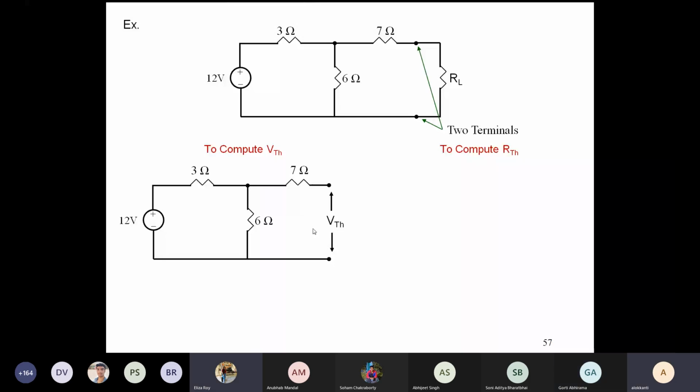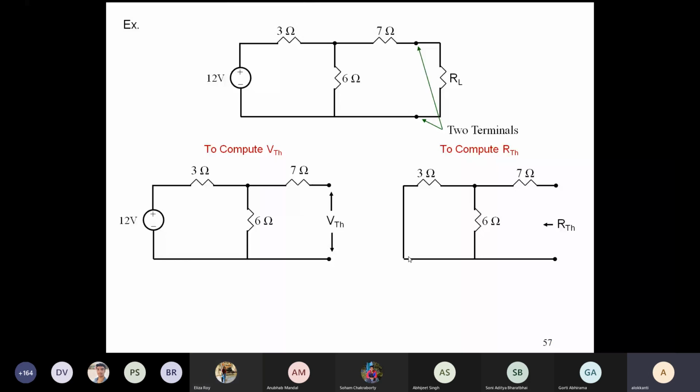So similarly, the other aspect of Thevenin theorem is to compute RTH. To compute RTH, this is the circuit. That means across these two terminals, what is the equivalent resistance by deactivating all the sources? In this problem, there was just one source. I just kept it simple. I kept one source, but you have to deactivate. So deactivating voltage source means what?